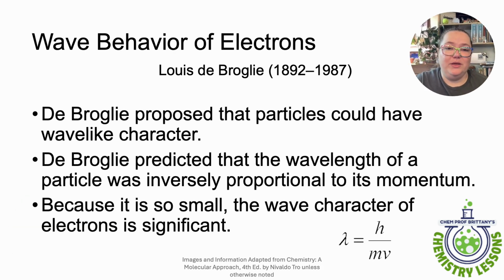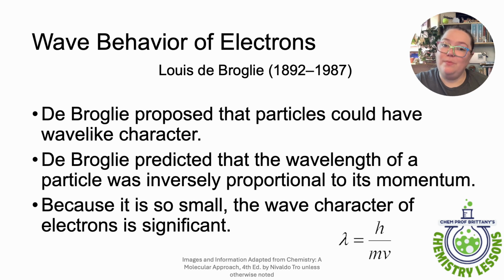So, Louis de Broglie, I wish I knew how to pronounce his name, I'm sorry, proposed that particles could have wave-like character to them. So not just like a particle, but also like a wave. And he predicted that the wavelength of a particle was inversely proportional to its momentum.